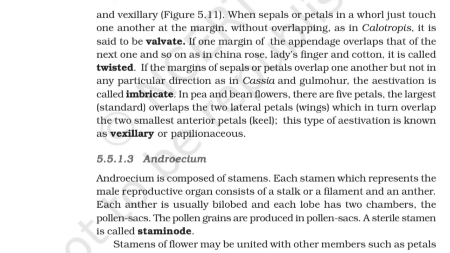Androecium is composed of stamens. Each stamen, which represents the male reproductive organ, consists of a stalk or a filament and an anther. Each anther is usually bilobed, and each lobe has 2 chambers, the pollen sacs. The pollen grains are produced in pollen sacs. A sterile stamen is called staminode.